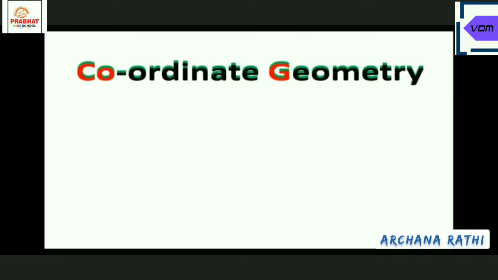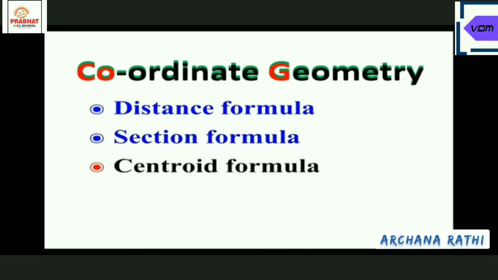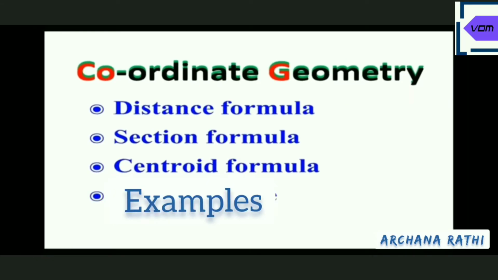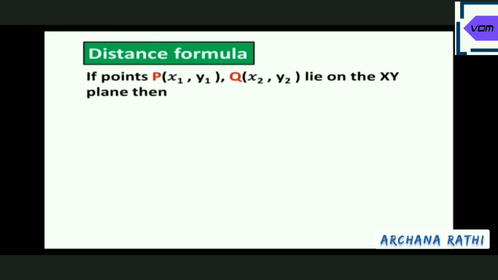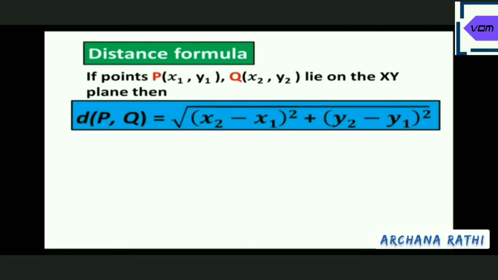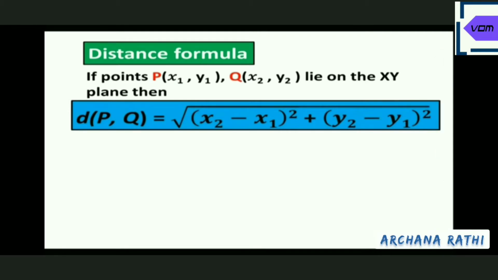Children, in this coordinate geometry revision, we are going to discuss important points, that is distance formula, section formula, centroid formula and their examples. So first of all, distance formula. If points P(x1, y1) and Q(x2, y2) lie on the xy plane, then the distance between PQ is given by under root (x2 minus x1) square plus (y2 minus y1) square.